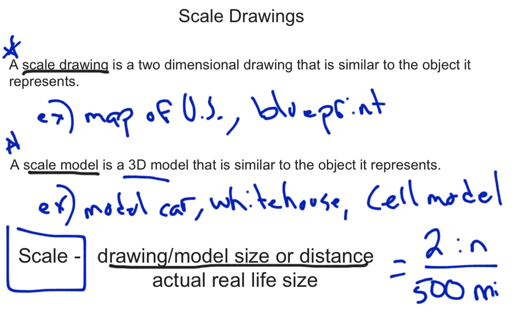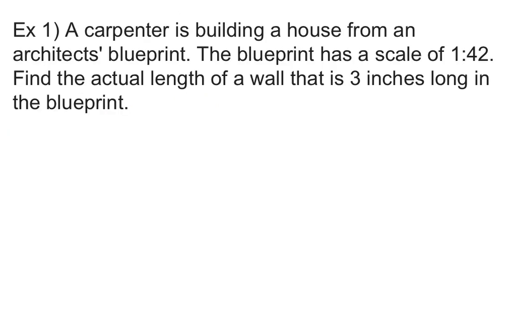And if you can come up with the scale, that's just a ratio. We have half of our proportion already set up. We just have to fill in the other numbers. Okay, let's go ahead and do one. Example 1. A carpenter is building a house from an architect's blueprint. The blueprint has a scale of 1 to 42. Find the actual length of a wall that is 3 inches long in the blueprint.